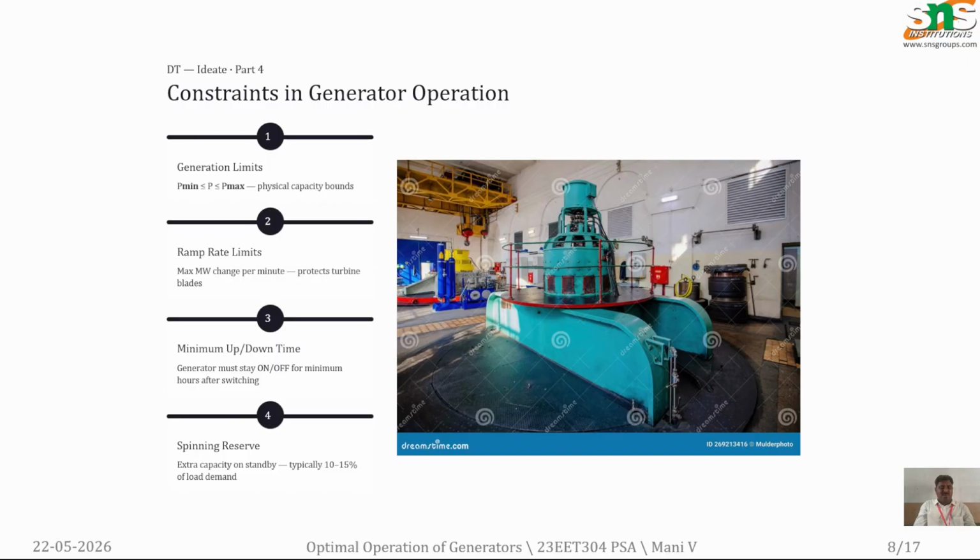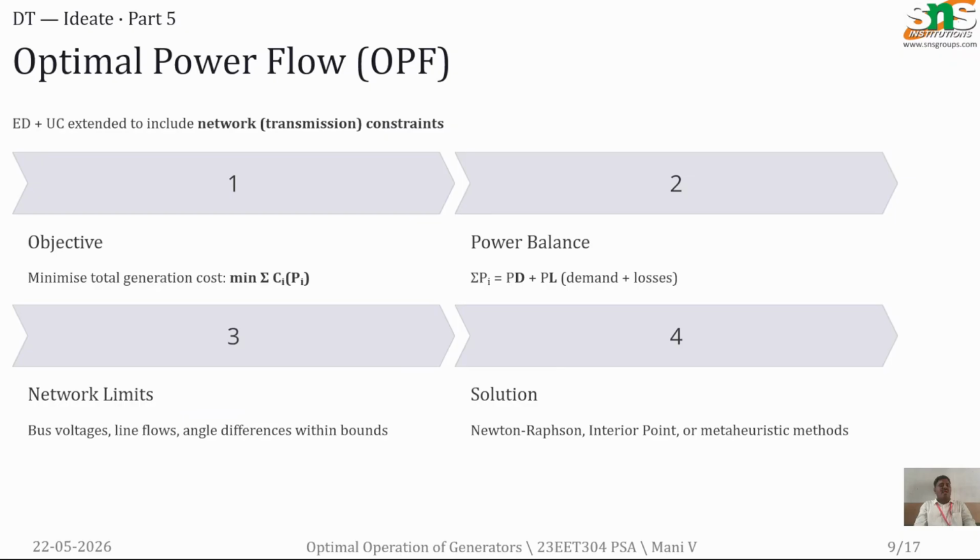And the spinning reserve, the extra capacity on standby, typically 10 to 15% of the demand load, can be prepared. So if the load increases, the spinning reserve can be used for compensation. For this, we can use the optimal power flow, that is nothing but a network constraint.